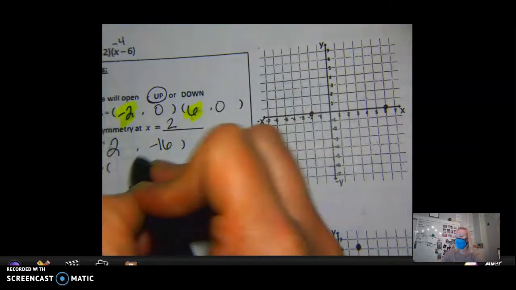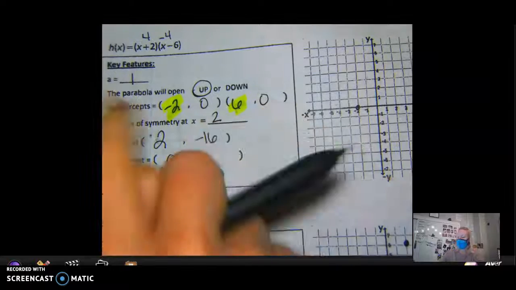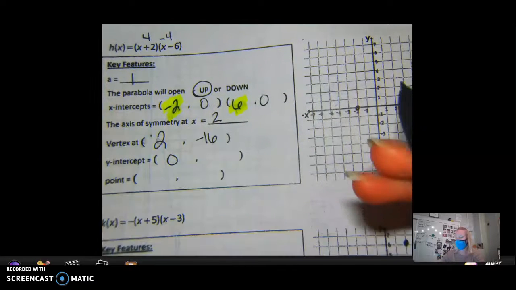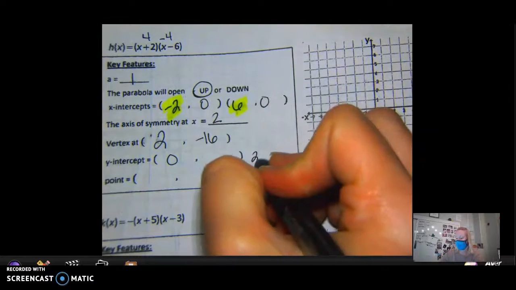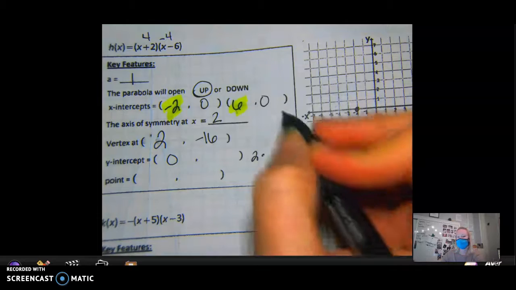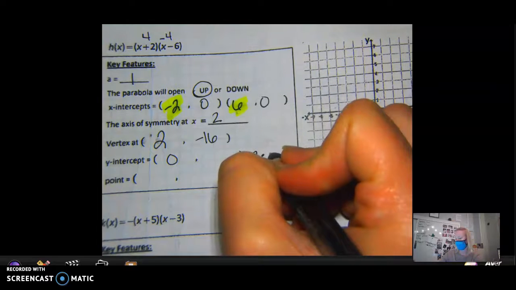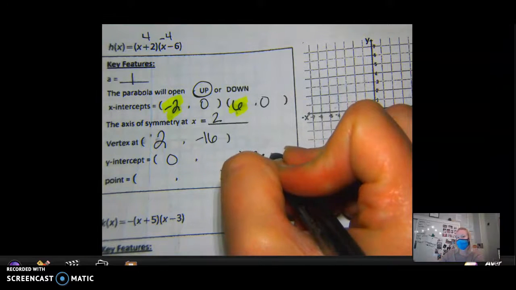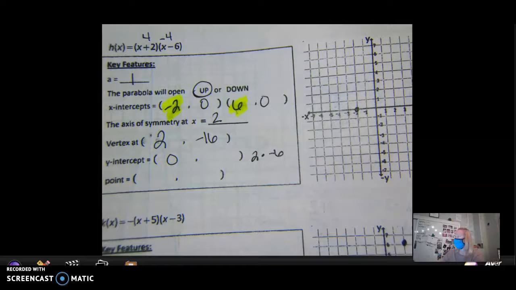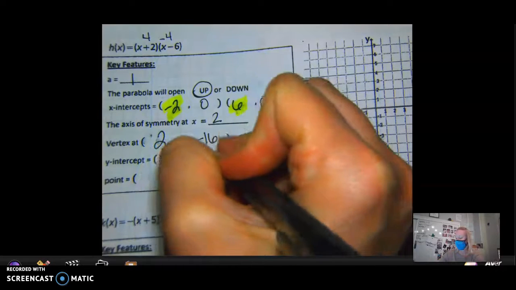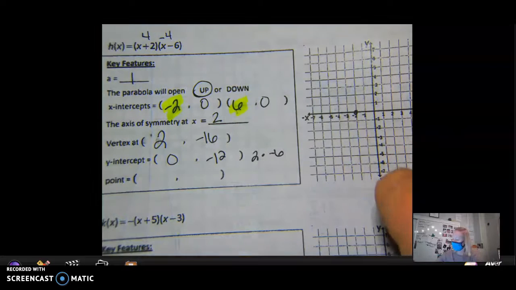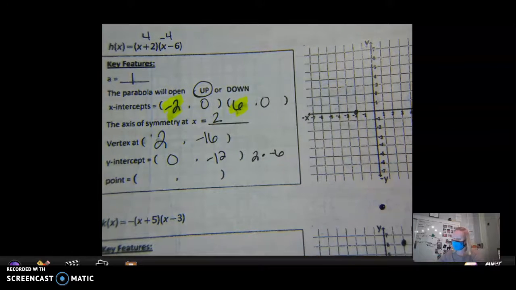The y-intercept is where the x value is what? 0. So what's 0 plus 2? And 0 minus 6? And then what's 2 times -6? So my y value is somewhere right around here.